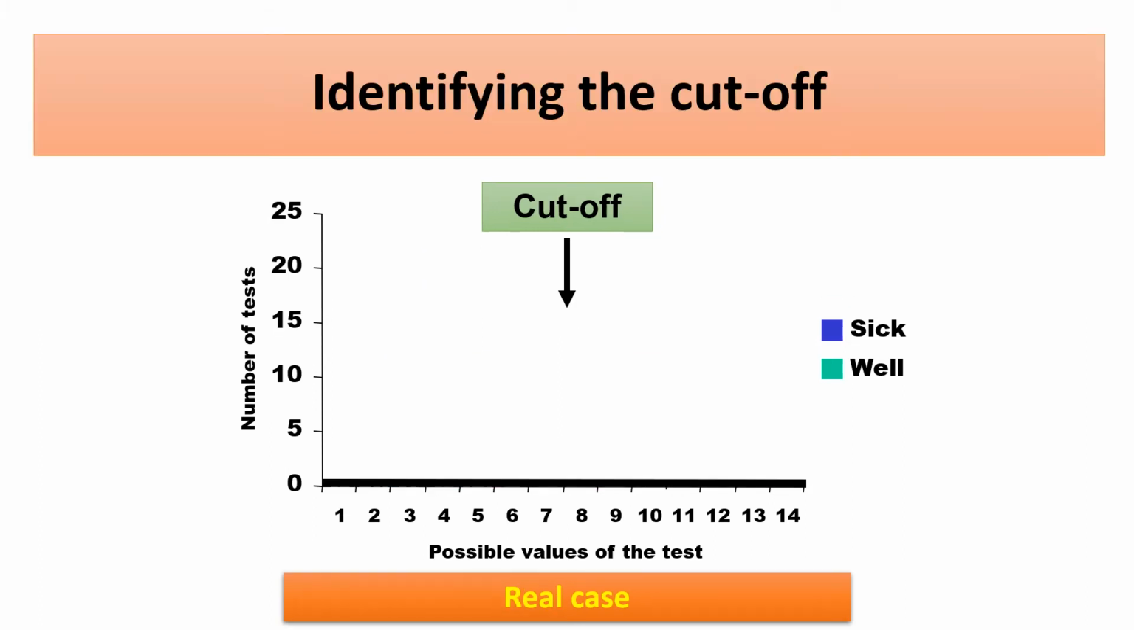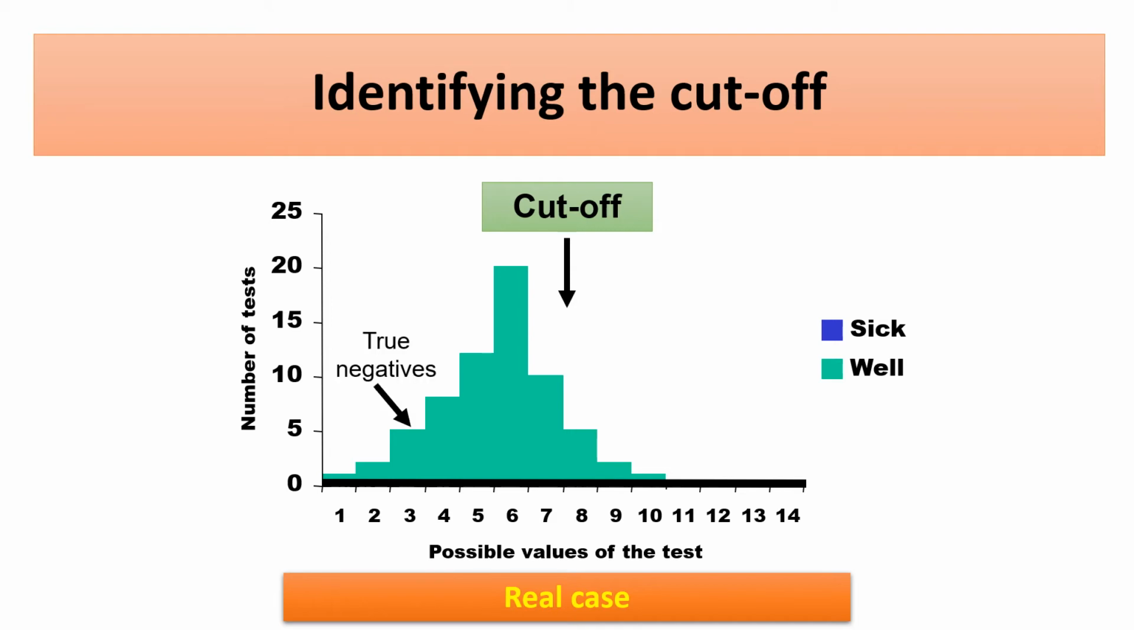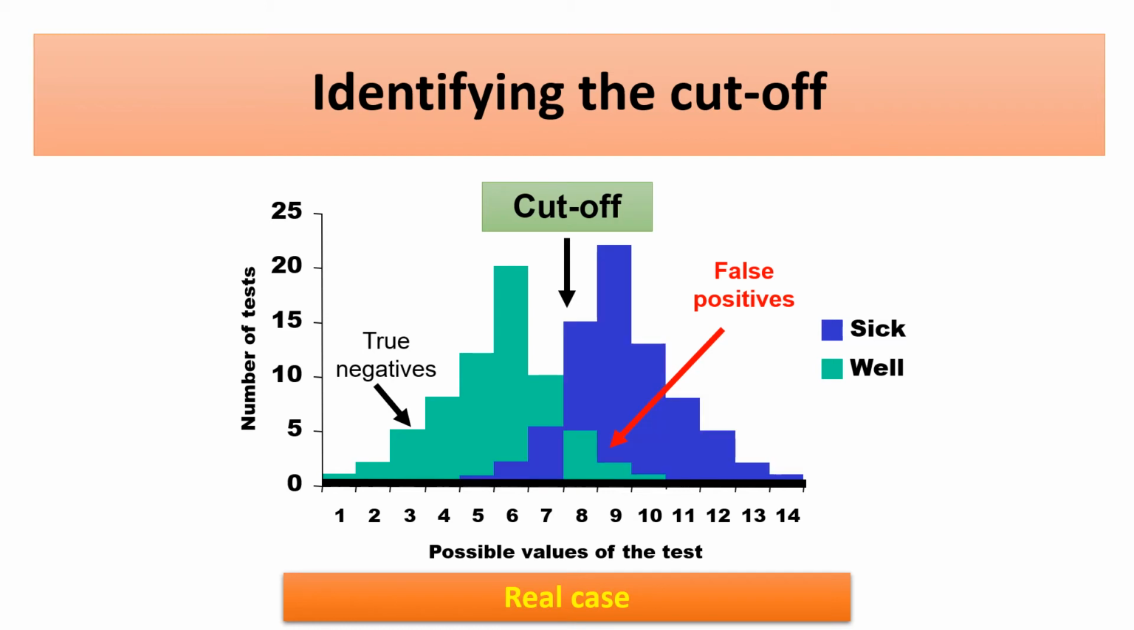In this figure, you can see cutoff values in the real case, not in the ideal case. The green part, as I said before, is true negative or well people, and the blue part is true positive or sick people. As you can see, inside of the true negatives, we can see some false positives. And inside of the true positives, we can also see some false negatives. That's why the cutoff values in real cases are totally different from the ideal case.